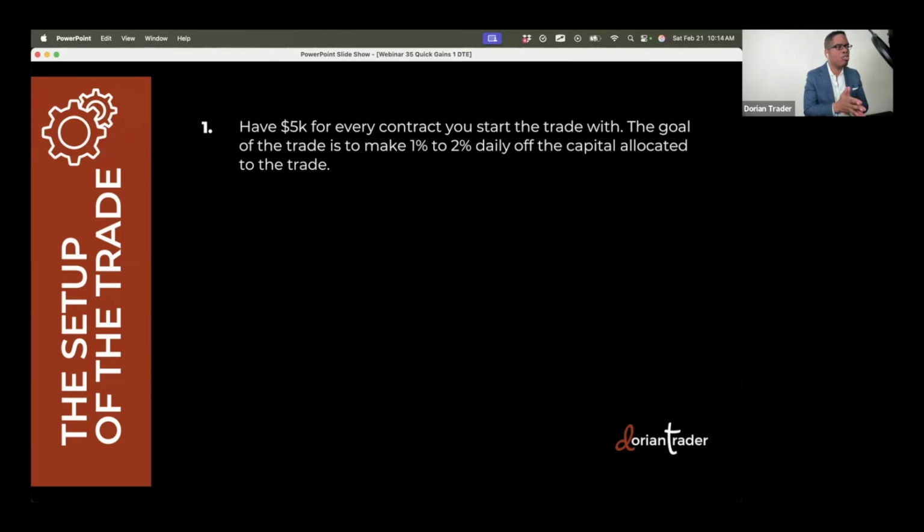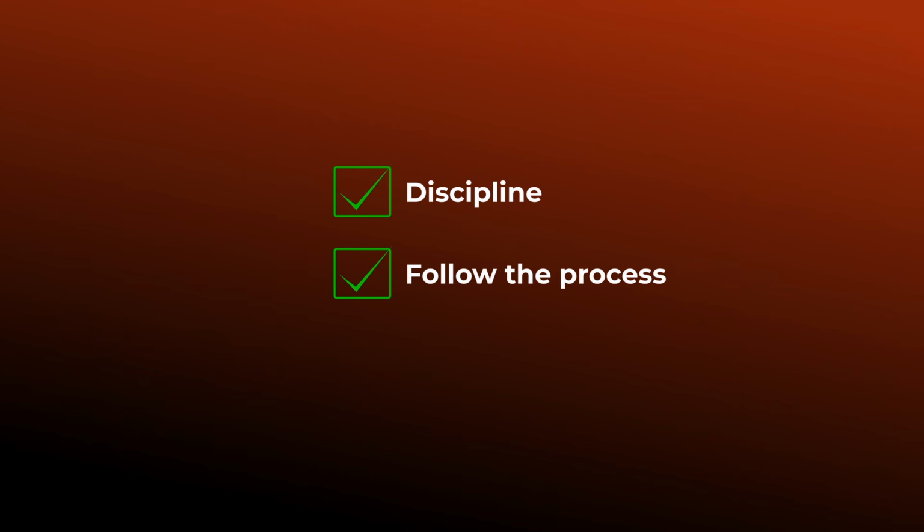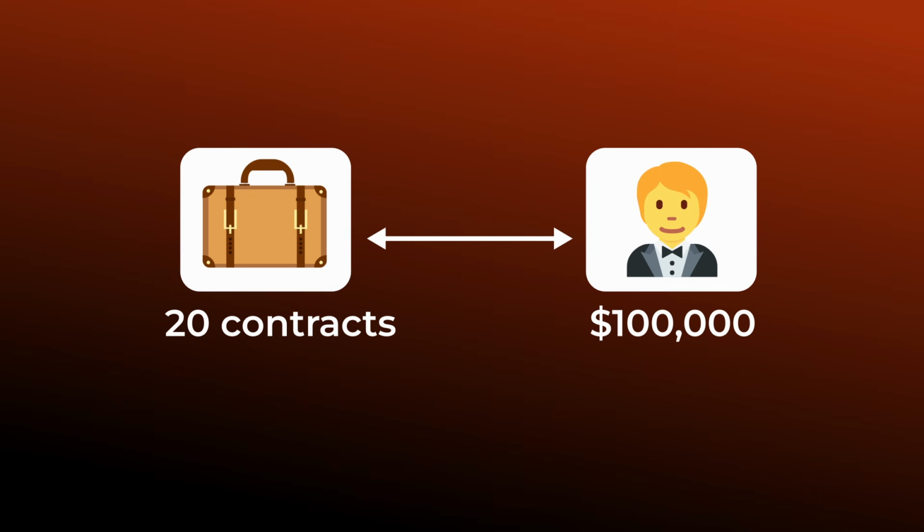You're going to win and win and win some more. And the market is going to have to do something extraordinary to beat you if you learn the steps that we teach. But the only way you can learn these steps is that you have to have discipline. You have to be able to follow the process. And following the process is understanding the setup. If you wanted to start with 20 contracts, then you should have $100,000 in your account. It's risky with this trade.